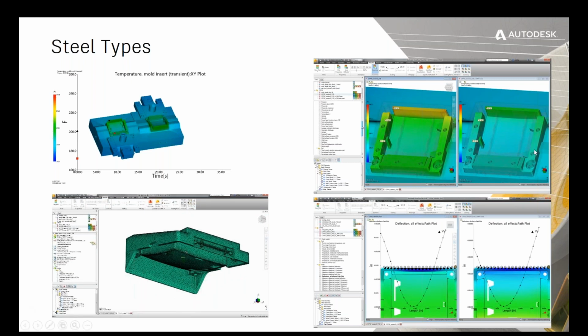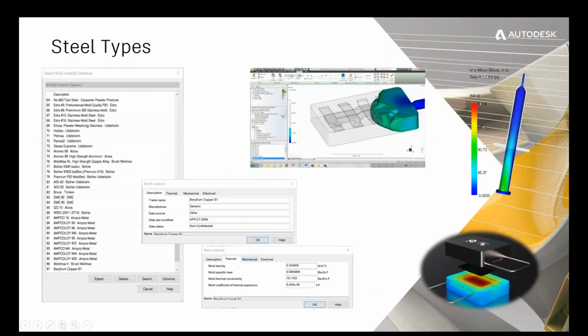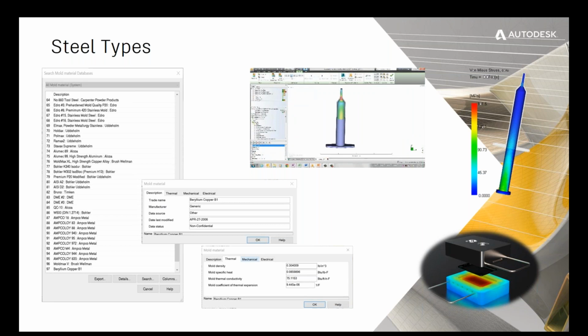And then on the right here, we're able to compare different temperatures of P20 and a mold max insert and evaluate the deflection of those. One thing to point out is the vast database that we have inside of Moldflow, where we are able to pick different steel types for inserts, mold materials, and so forth, and then the ability to change some of those thermal and mechanical properties.